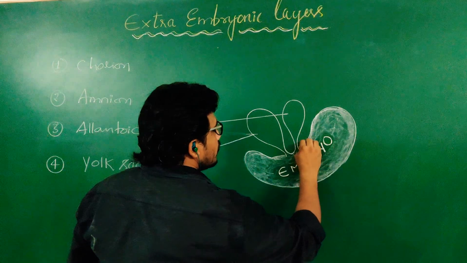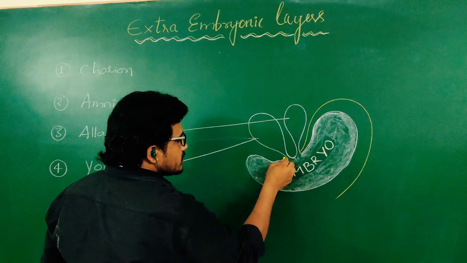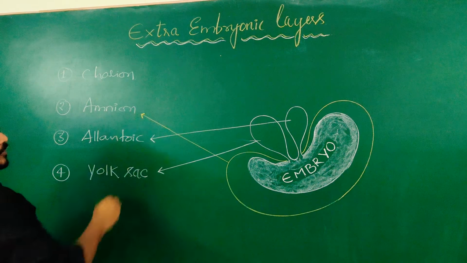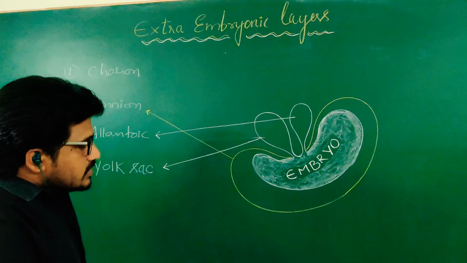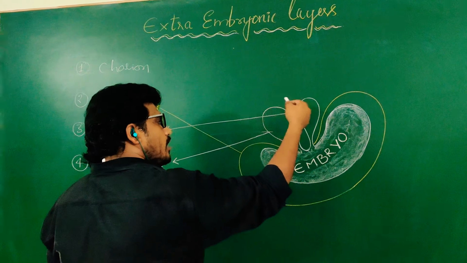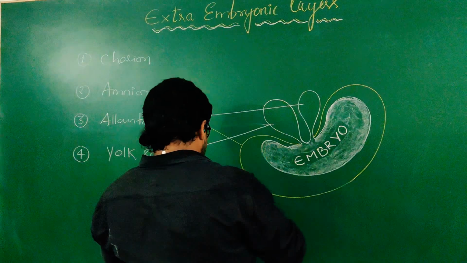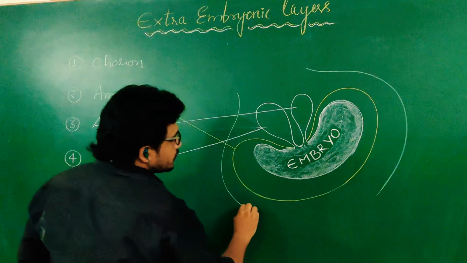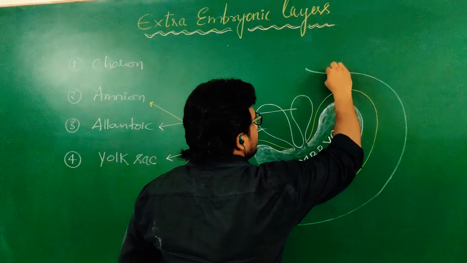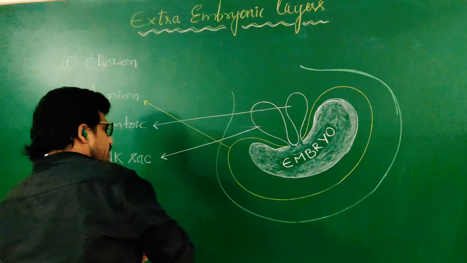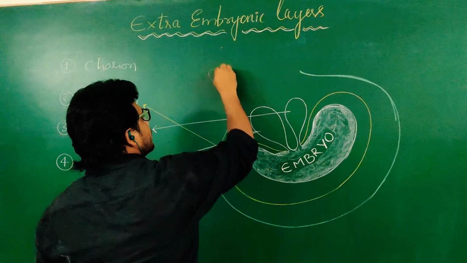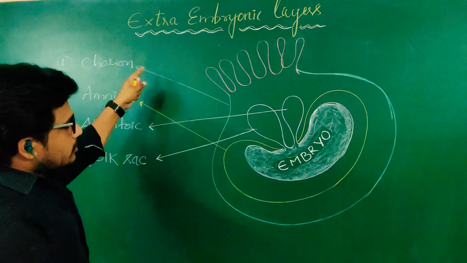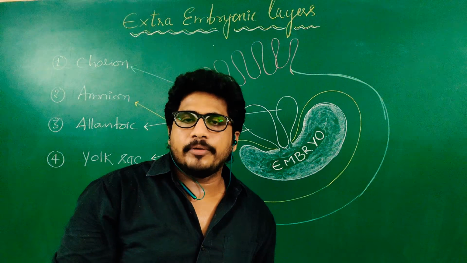Around the embryo, the amniotic membrane is present. This is the amniotic membrane. The embryo, amnion, allantois, and yolk sac are all connected together and all covered by the chorion. And here you can also observe chorionic villi. Chorion. All four layers are around the embryo. The embryo is surrounded by all four.